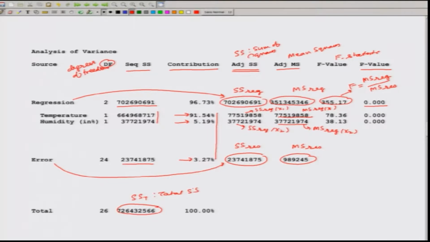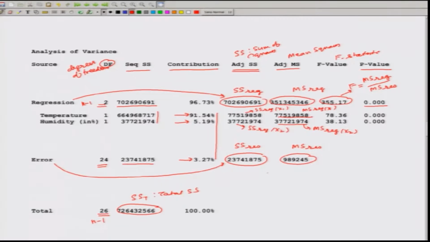This is the total sum of squares. And here you can see the degrees of freedom also. Here it is 2, which was equal to k minus 1, that is 3 minus 1, and this degrees of freedom was n minus 1. So this is 27 minus 1, and this was n minus k, so this is 24 degrees of freedom.